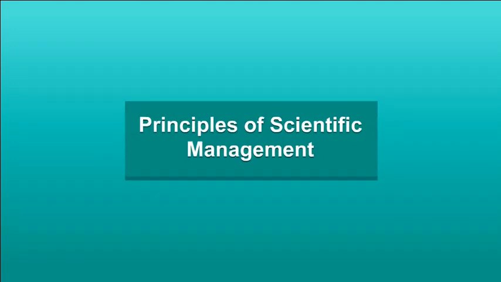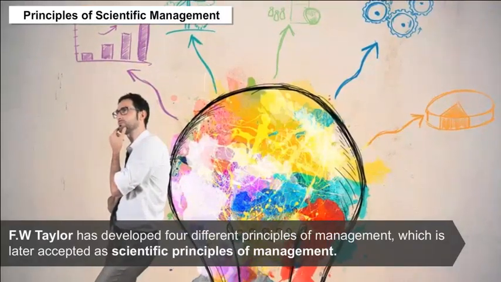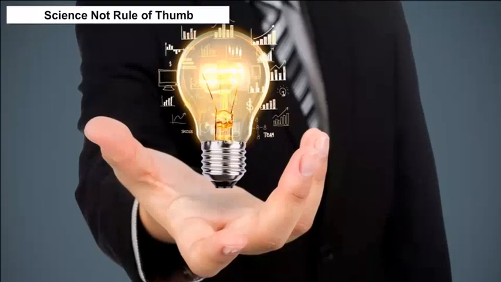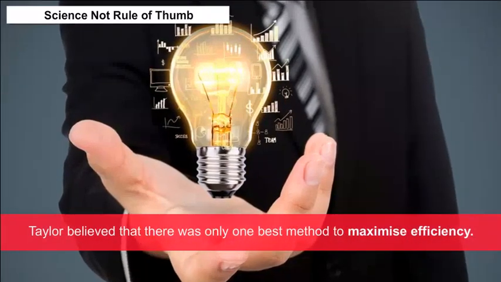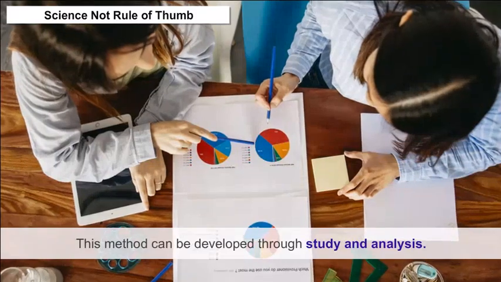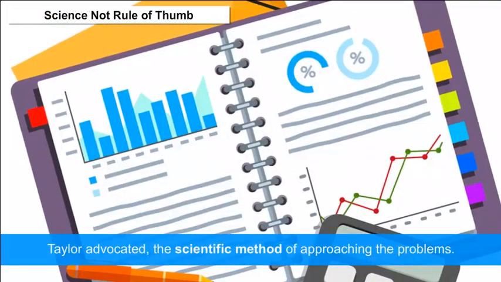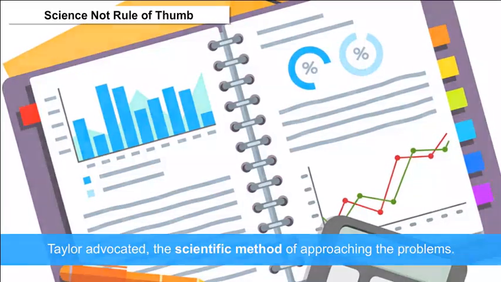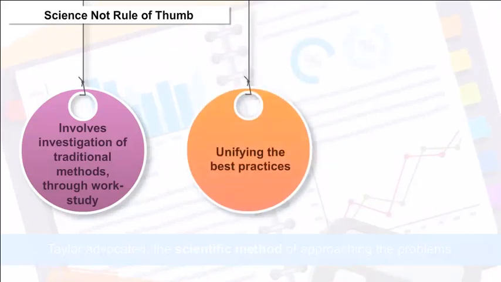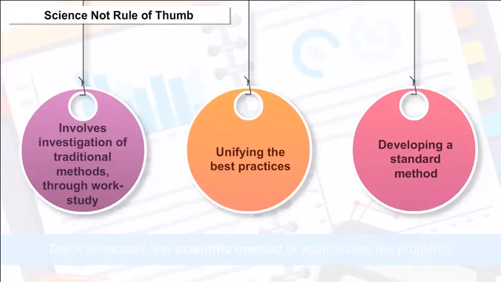Principles of Scientific Management. F.W. Taylor developed four different principles of management, which were later accepted as the scientific principles of management. Science, not rule of thumb. Taylor believed that there was only one best method to maximize efficiency. This method can be developed through study and analysis. Taylor advocated the scientific method of approaching problems, which involves investigation of traditional methods through work study, unifying the best practices, and developing a standard method which would be followed throughout the organization.